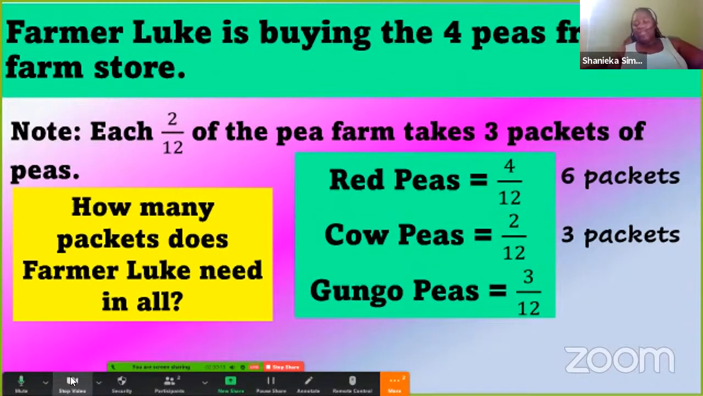So let me think about this. Let us talk about this a little. So for gungo peas, we have 3/12. So 2/12s out of that will need 3 packets, right? So 2/12s would need 3 packets and we're left with 1/12. Now remember, if we buy the peas, we can't really be buying the peas a certain way because it did not tell us anything about that, unless we're going to do some calculations here. We're not going to have any half a packet because we can't buy half a packet of peas. So for 2/12s, we will have 3 packets.